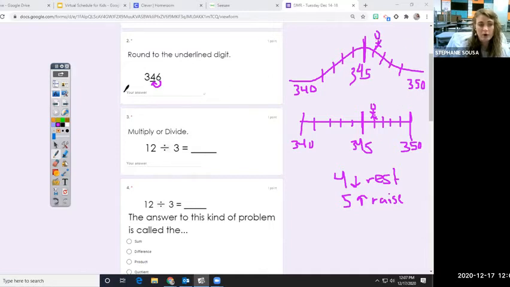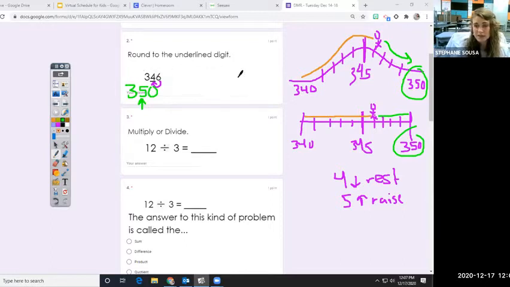So here I am on my roller coaster. Guess what's going to happen? I'm going to go forward. I am much closer to 350 than I am to 340. Look how much longer I would have to go to get all the way back to 340. So 350 is your correct answer. This rounds to 350. You need a 10 here because the tens place is underlined.